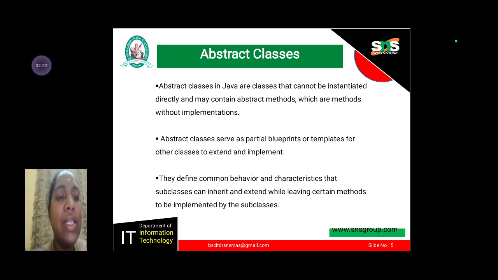Here, the abstract class, the main class, is deriving the subclasses. The abstract class is a partial blueprint or template. The abstract class cannot be instantiated directly. Without abstract classes, we are not going to reach the implementation level.